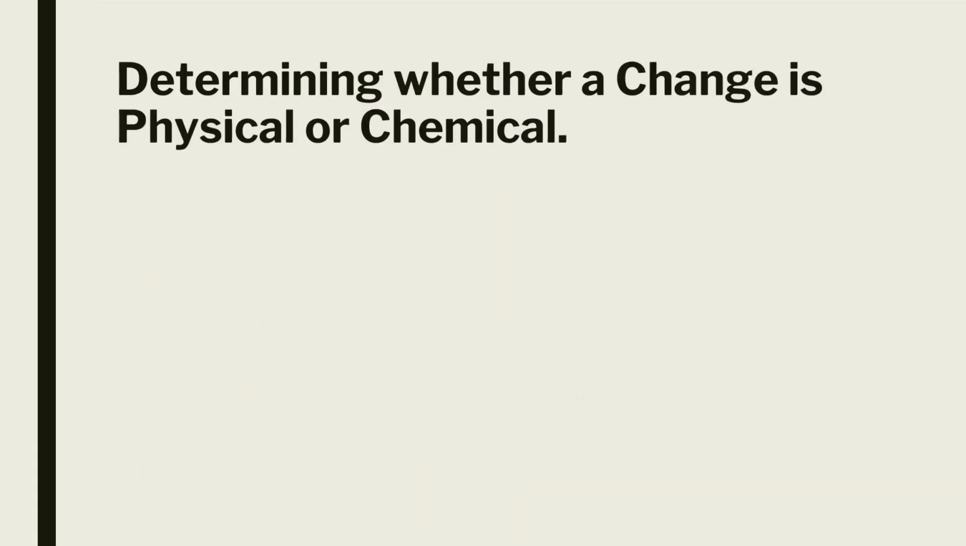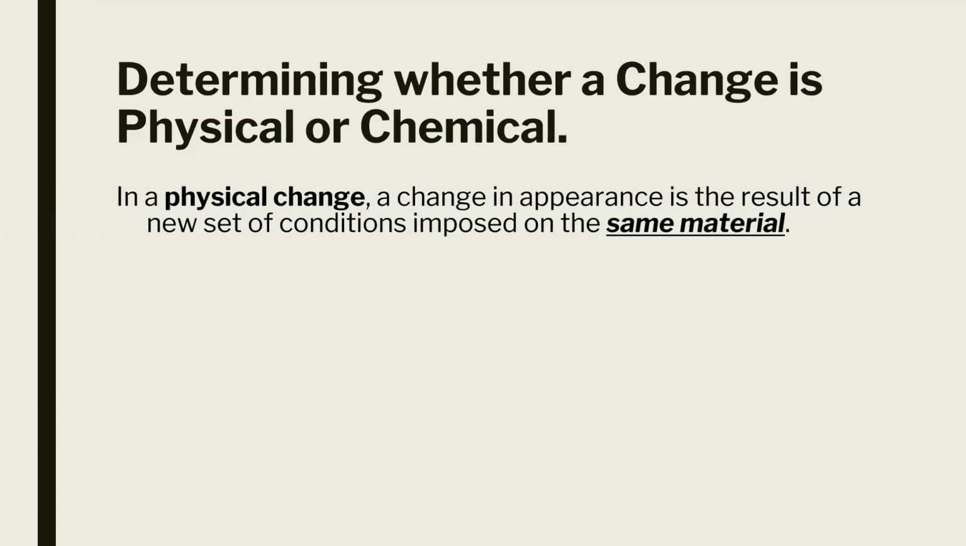So how can I tell whether something's a physical or chemical change? You're looking purely at, do I have the same material, the same composition afterwards as I did in the beginning? If the chemical makeup of the substance is the same in the beginning and in the end, then I don't have a chemical change, I have a physical change. So boiling water, physical change.